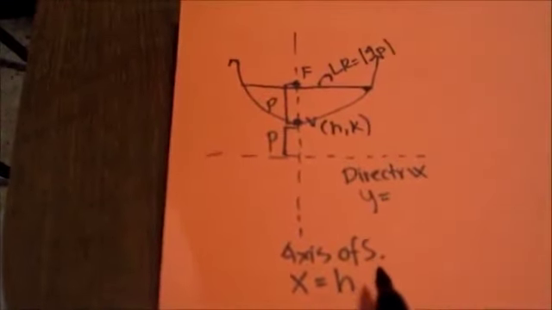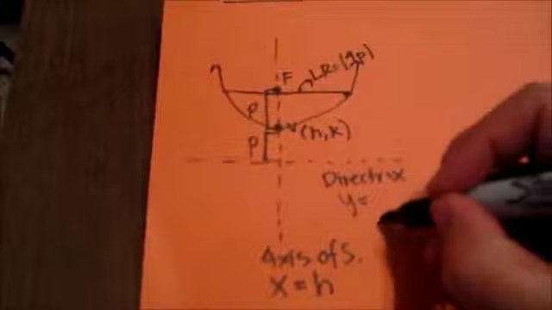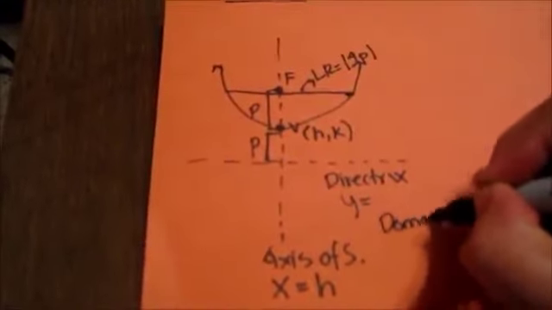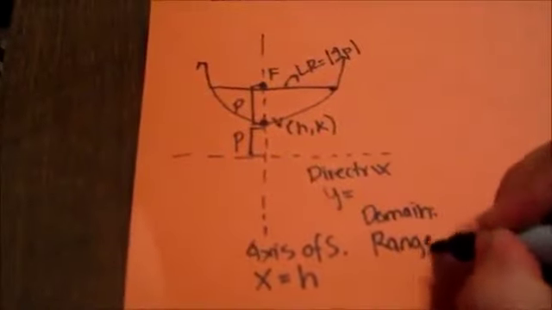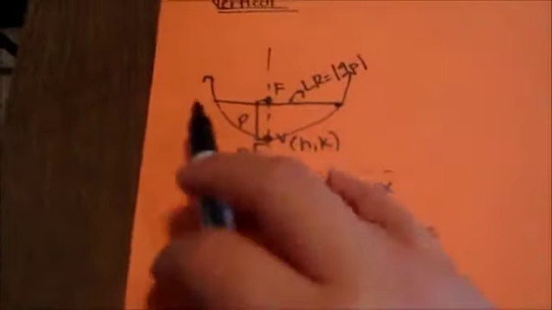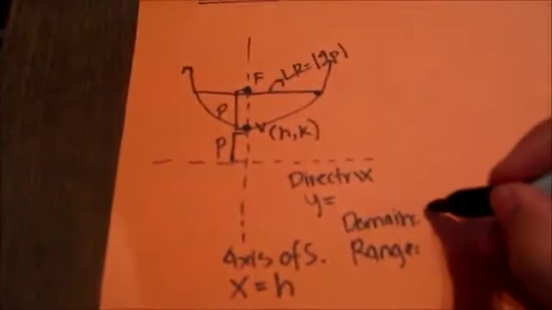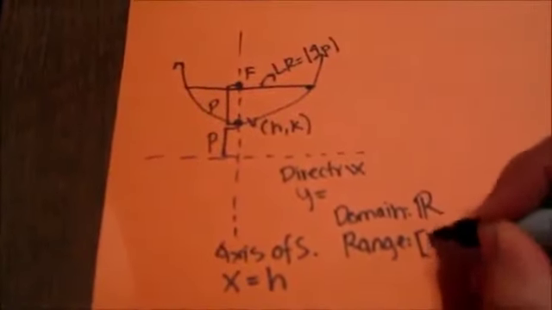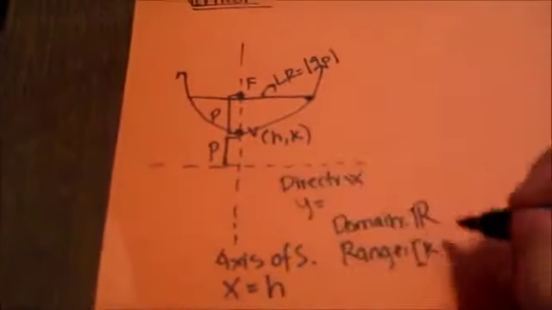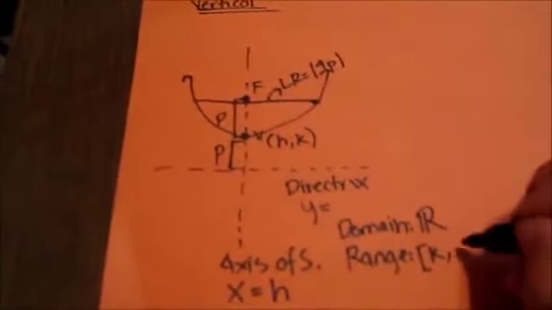And finally, remember that the domain and the range is not necessary, but it's going to be extra points for you. The domain is all possible values for x's, and that means real numbers. And the range is from the vertex, the value of k, comma, to the positive infinite.